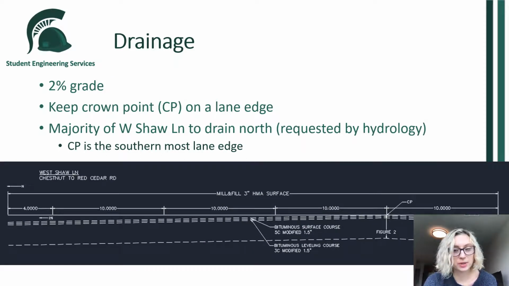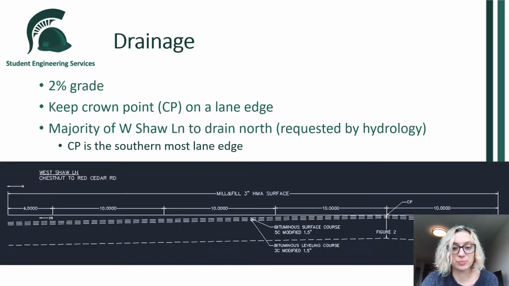Moving into our drainage plan, I was mostly responsible for assigning a grade to each stretch of road that we were repaving and then picking a crown point. The hydrology engineer let me know that we needed the majority of West Shaw Lane to be draining north, so I put the crown point at the southernmost lane edge. My PE let me know that it's standard to keep the crown point at a lane edge even if it's not in the center.